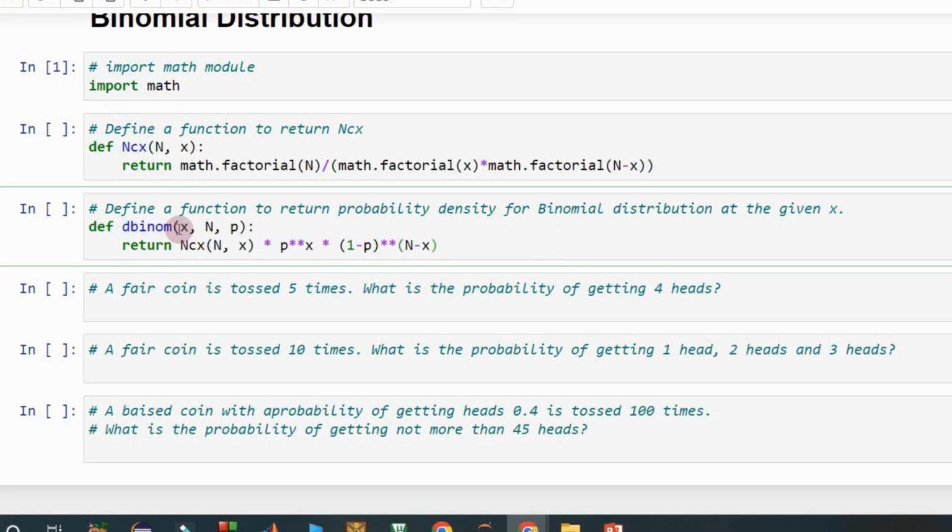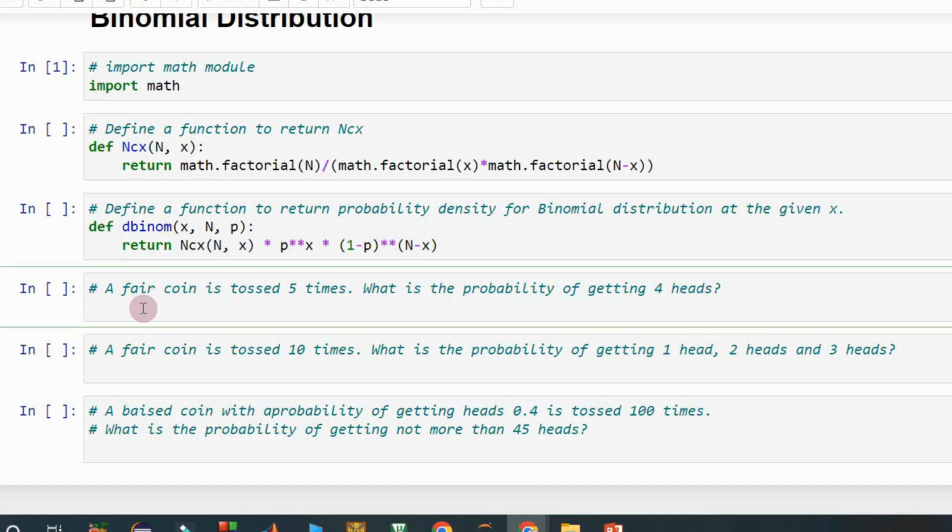And this function will take three arguments. The first argument is the x value, and the second argument is capital N, which is nothing but the number of trials, and the third argument is the p value, which is probability of success, and returns a product which is nothing but the product of nCx, p power x and (1 minus p) power (n minus x), which computes the required probability density for the binomial distribution at the given x. So finally we got dbinom function which returns p of x value for the binomial distribution at the given x.